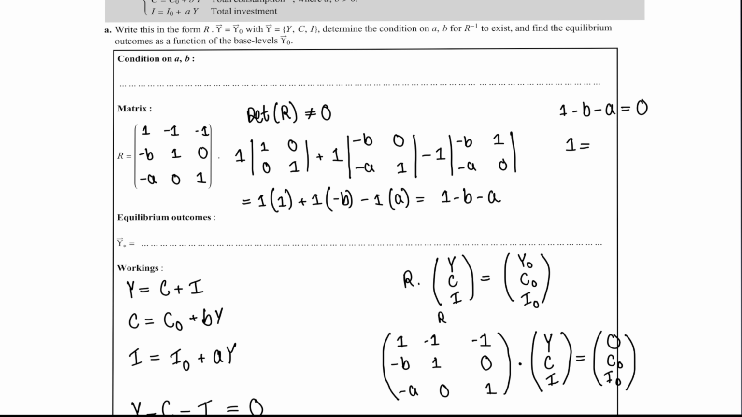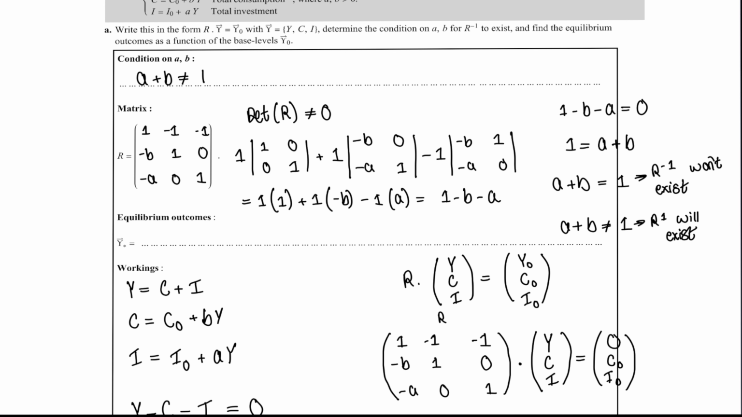If I now rearrange this, I get 1 is equal to a plus b. So essentially, when a plus b is equal to 1, R inverse, the inverse of R, won't exist. So the condition on A and B for R inverse to exist would be that a plus b is not equal to 1. R inverse will exist if that's true. Cool, hopefully that makes sense. So the condition on A and B is that A plus B cannot be equal to 1.